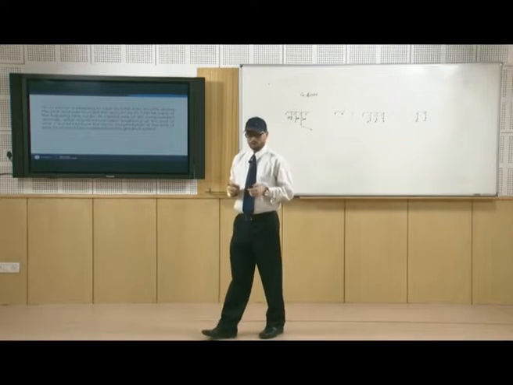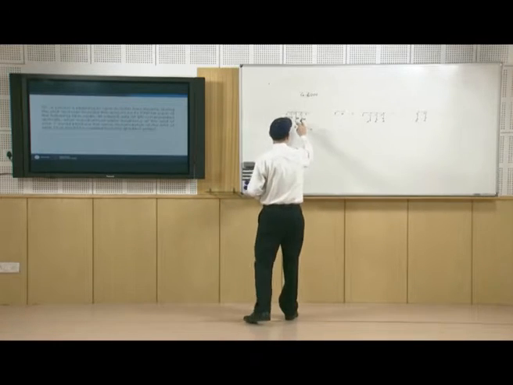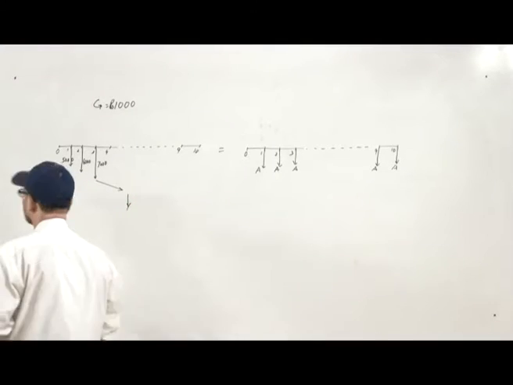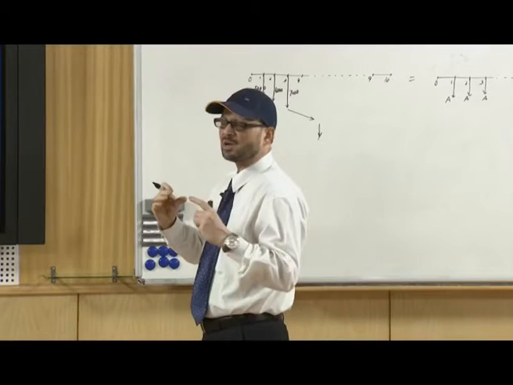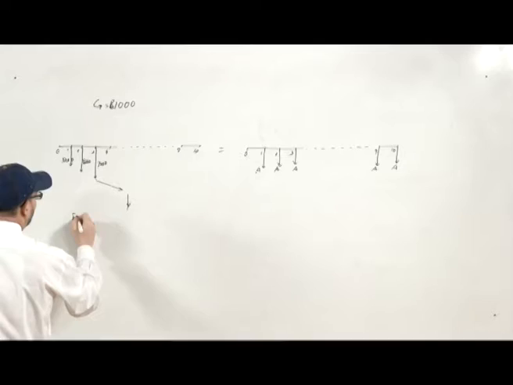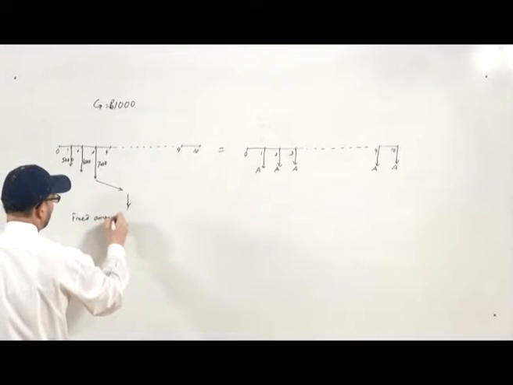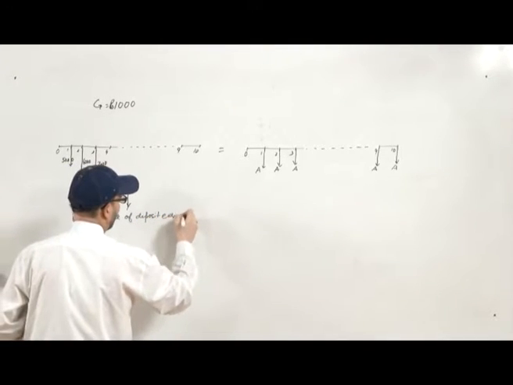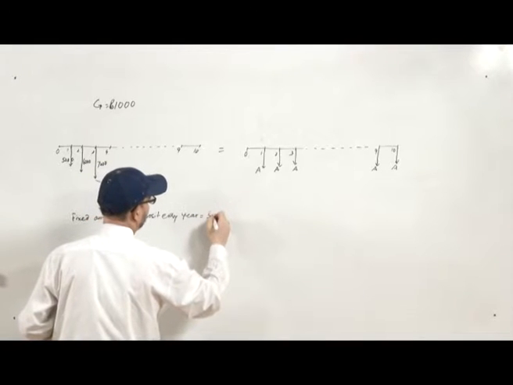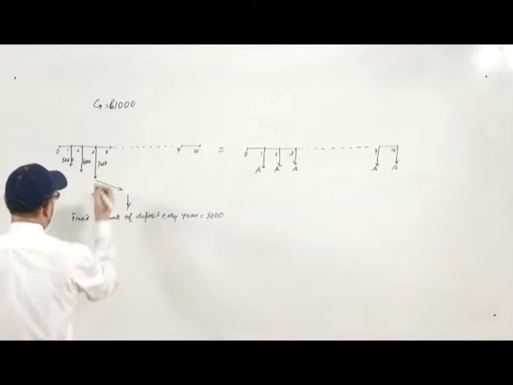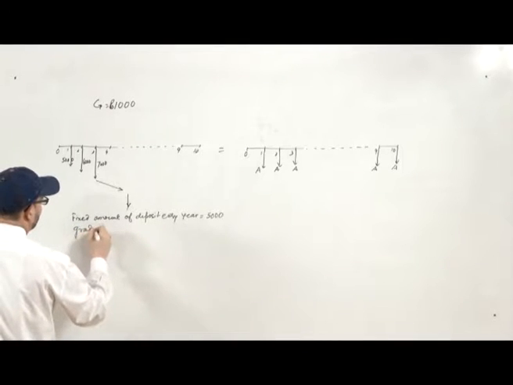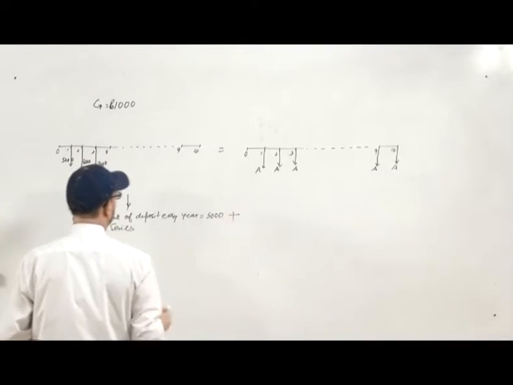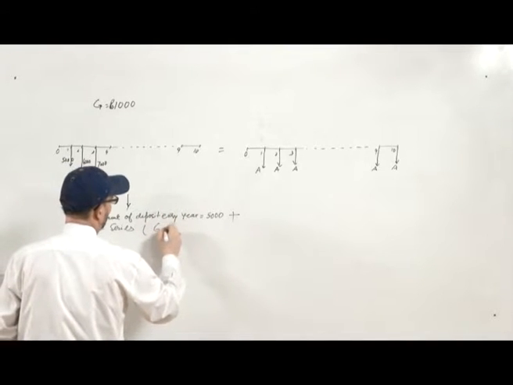So, in this problem what we will do is we have to calculate. Now, as we have already discussed, in this problem you have two components. One is the fixed component every year, so fixed amount of deposit every year is 5,000, and the gradient series with G value of 1,000.